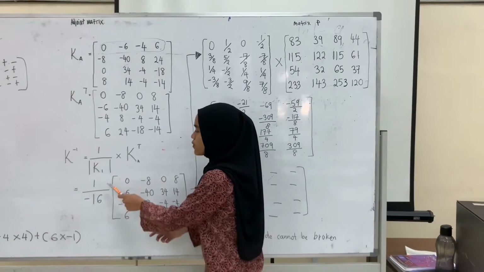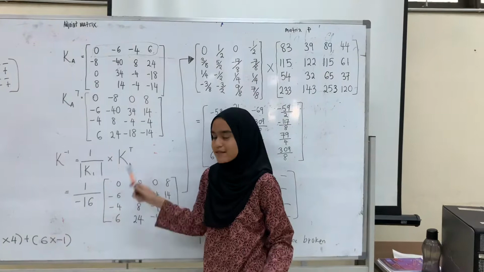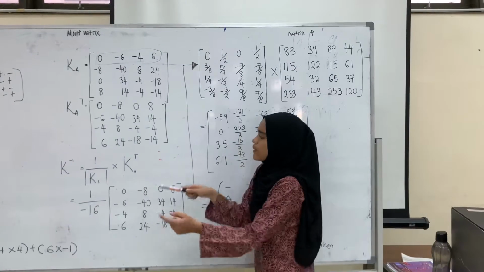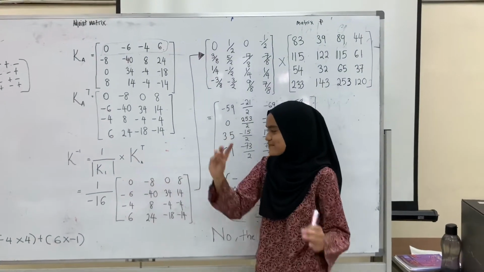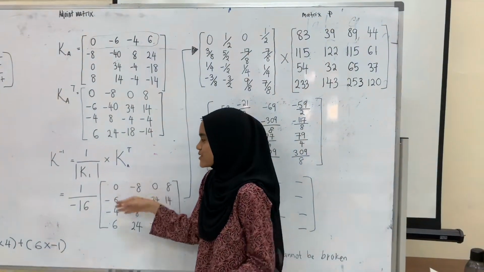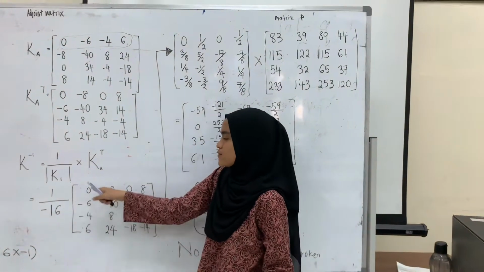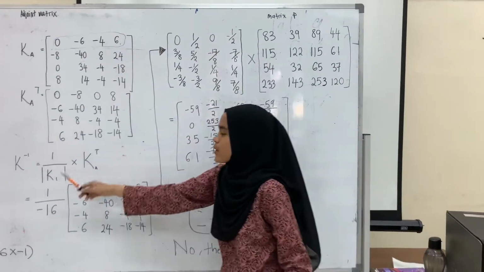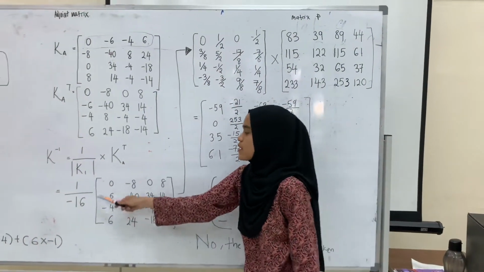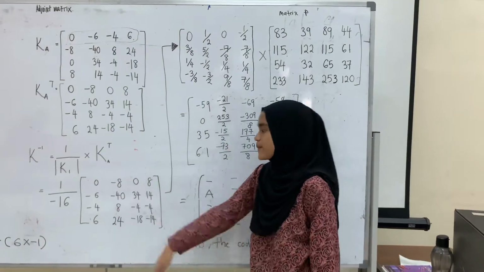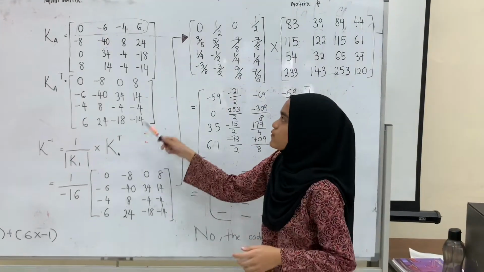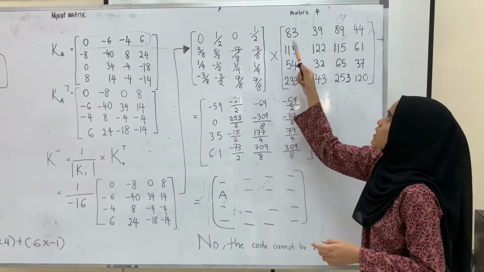So 1 over negative 16 times this transpose matrix. And then 1 over negative 16 times 0, we will get 0. 1 over negative 16 times negative 6, we will get 3 over 8, and the same goes for the other numbers. Okay, and then we got the matrix inverse, and then we have to multiply with matrix P.